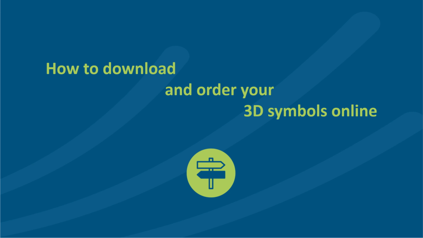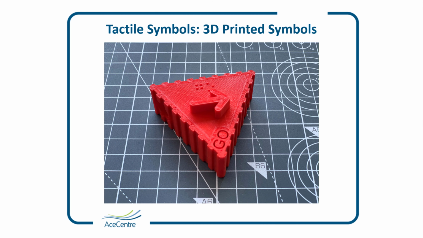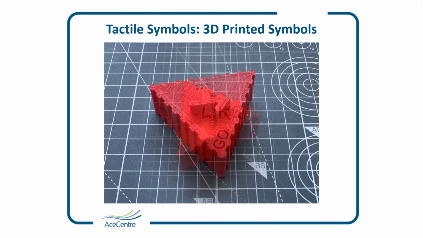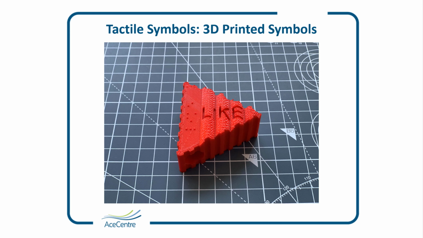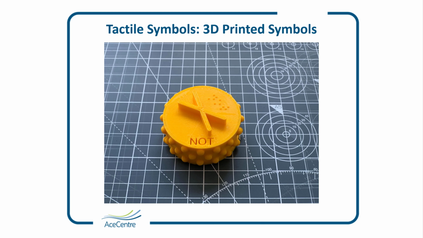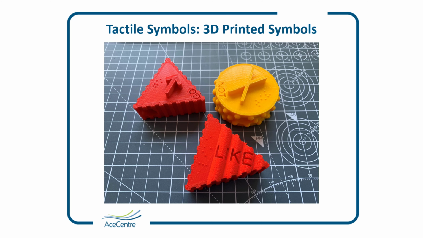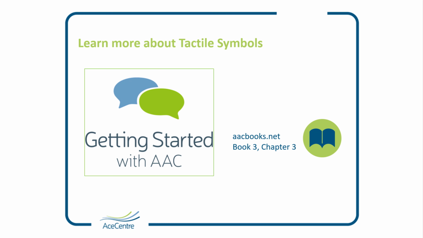In this video, we are going to show you where and how to get your 3D printed symbols from, and all the information about it. 3D symbols sit in the category of tangible symbols and they can be a good resource for people who have visual impairment. You can find out more about tangible symbols in our eBook 3, available on our website or the Apple Bookstore.